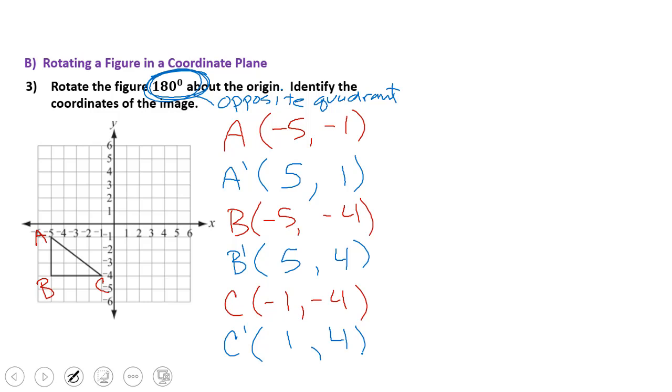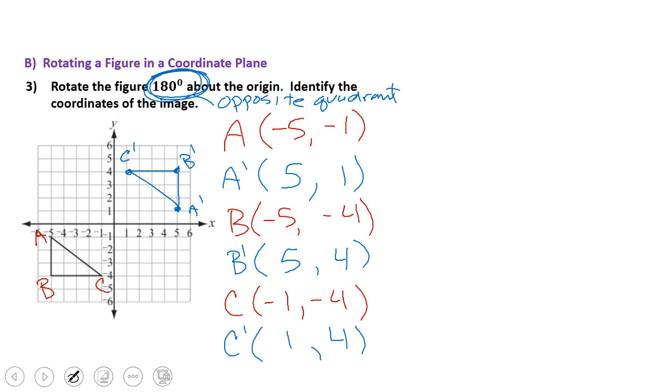All right, so A prime is 5, 1. I come over here, 5, 1, A prime. B prime is 5, 4. Go up here, B prime is 5, 4. And C prime is 1, 4. And I go 1, 4, C prime. And of course, you will use your straight edge so that you autograph your work with excellence and that you use precision. And there would be the rotated figure 180 degrees.